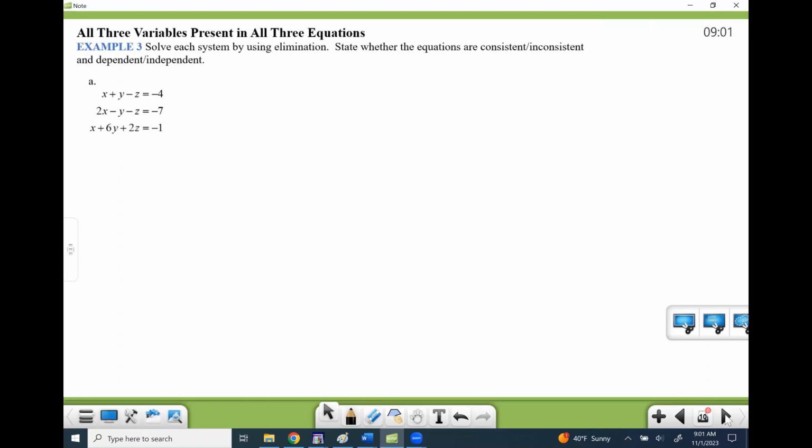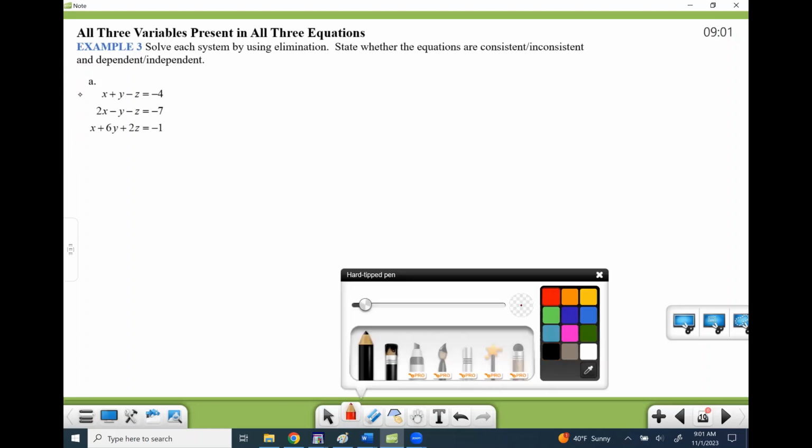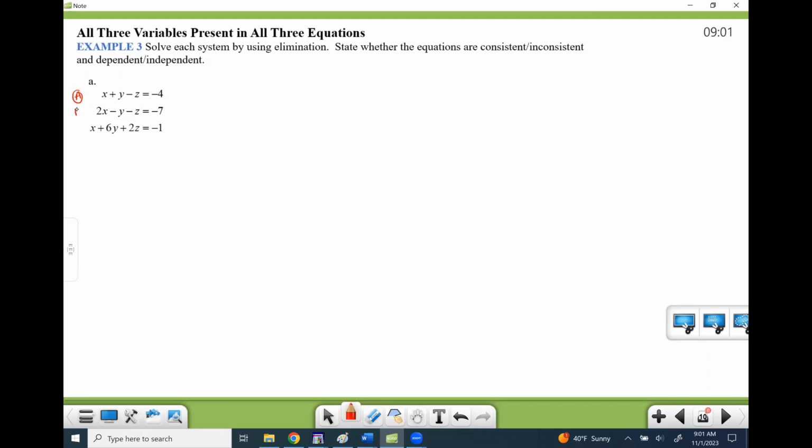So the process here is, let's go ahead and label these equations, just so we can talk about them. Let me do it in red. Equation A, equation B, and equation C. What you want to do is scan downward, look at all the X's, all the Y's, and all the Z's, and decide which variable you want to get rid of. Honestly, all of these seem pretty easy.